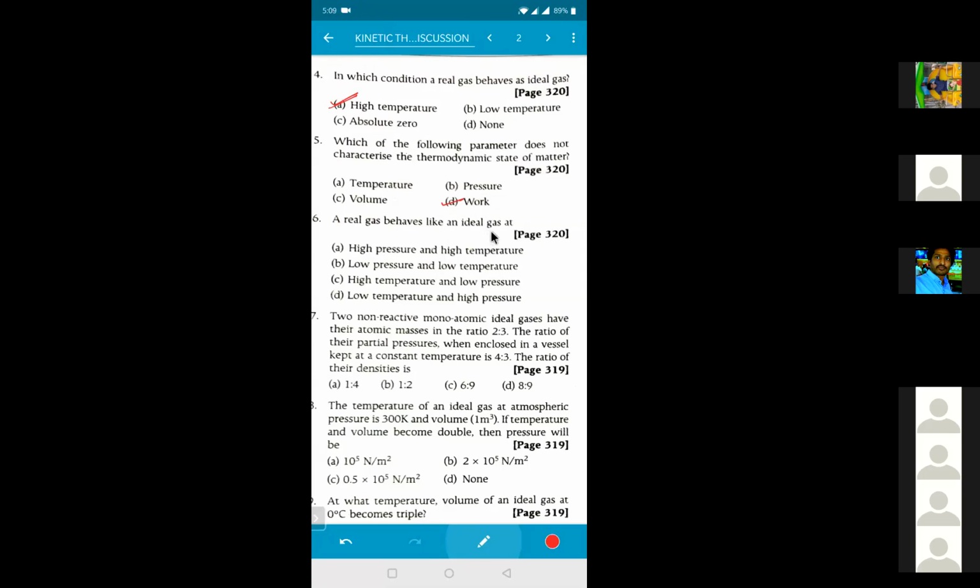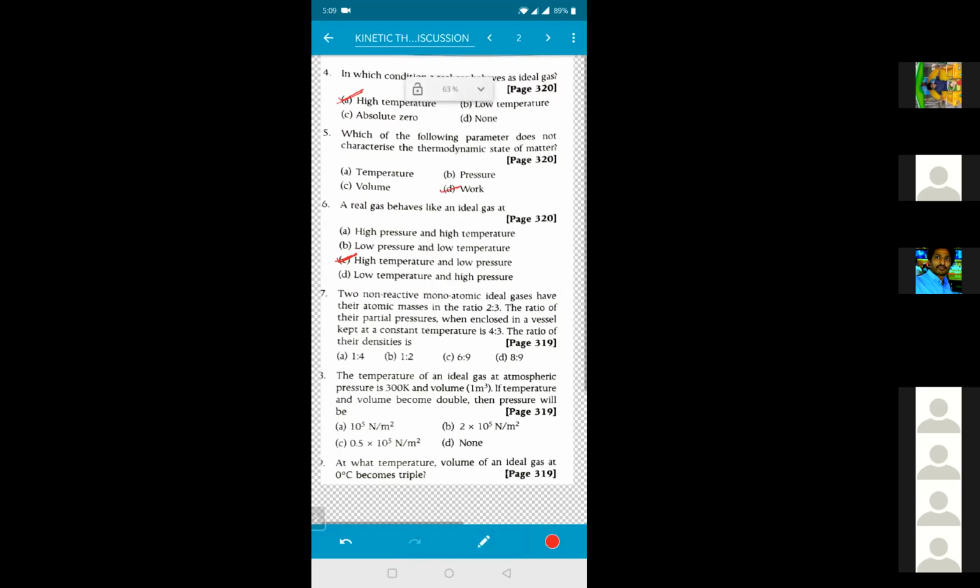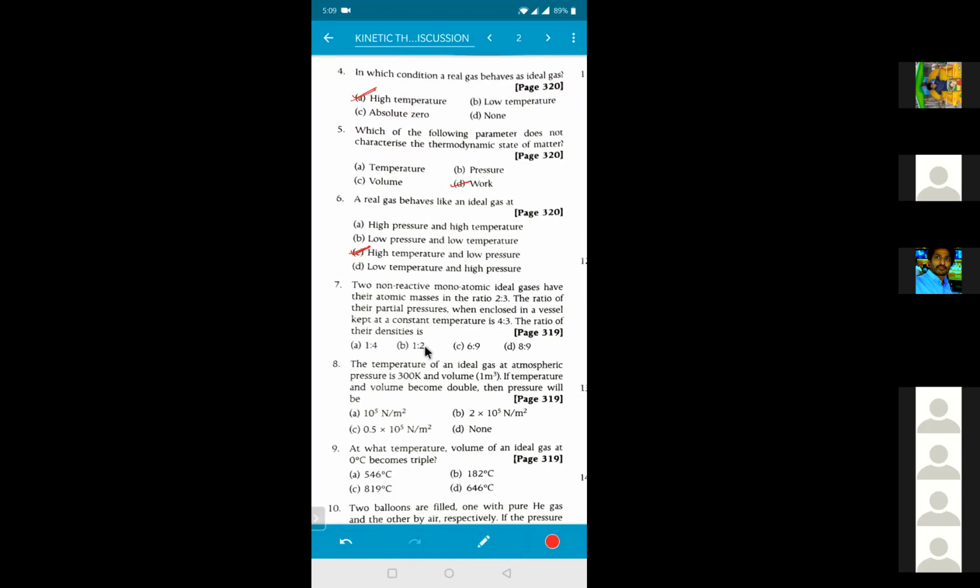Next one, a real gas behaves like an ideal gas. This is also something very important you need to remember. A real gas always behaves like an ideal gas at high temperature and low pressure. High temperature, high pressure, high temperature, low pressure? Yeah, C will be the answer for this. See, 3 times it has occurred. Easy question. In tomorrow's examination, don't get confused. Very simple question. Don't expect that the paper will be very tough. So make sure these are in your brain whenever you're doing the theory related to the kinetic theory of gases.